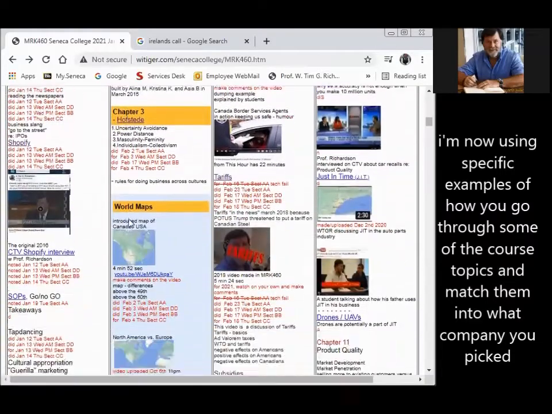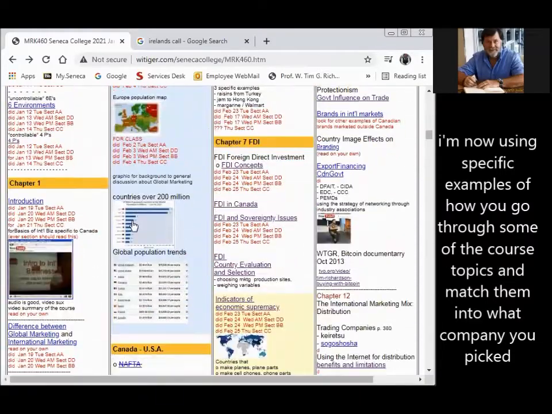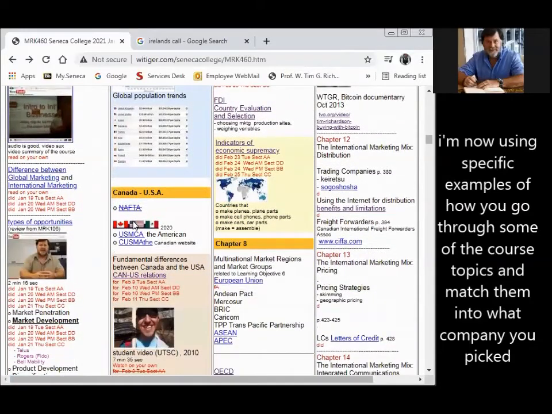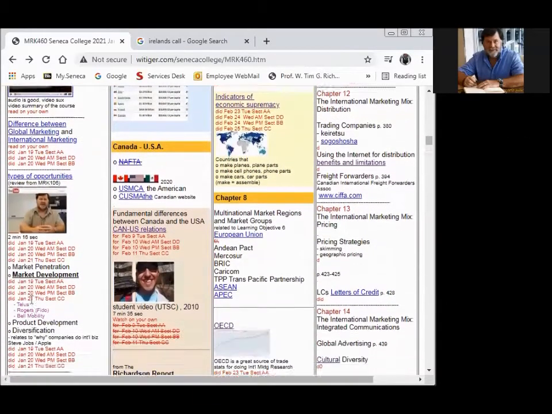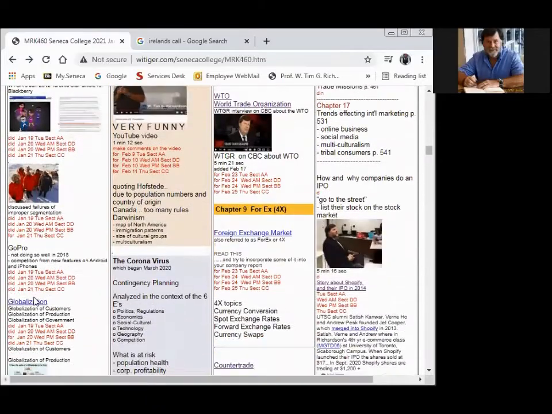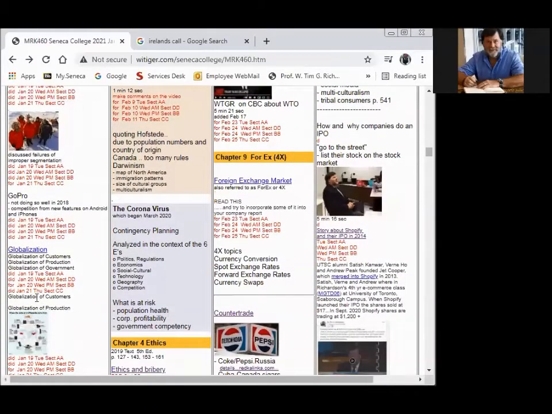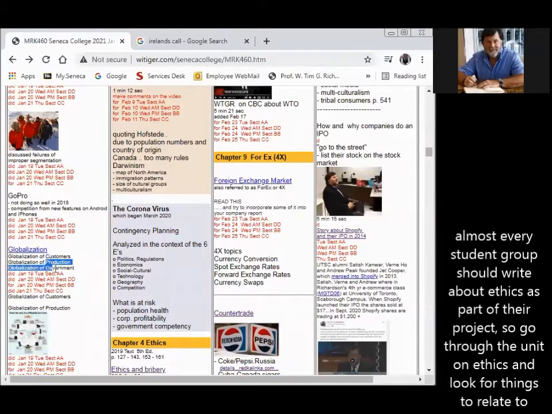And then you'll talk about whether it's a market penetration thing or a market development thing. And then you'll also talk about globalization and how globalization is affecting your situation. For example, Air Canada is an airline. If globalization is cut back because of the airline industry, then that's something you will talk about, and you'll say, part of the thing that affects our product is globalization of customers or globalization of production, all right?